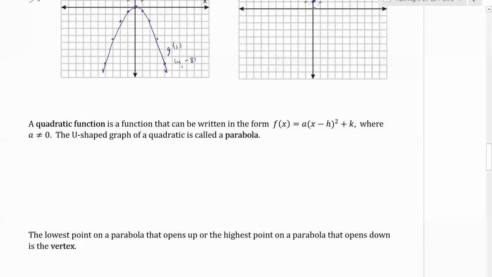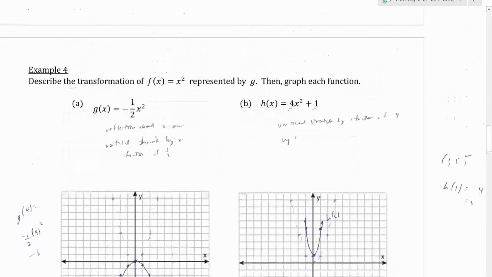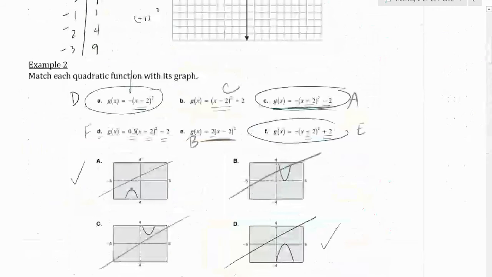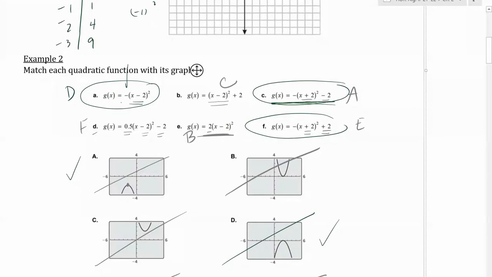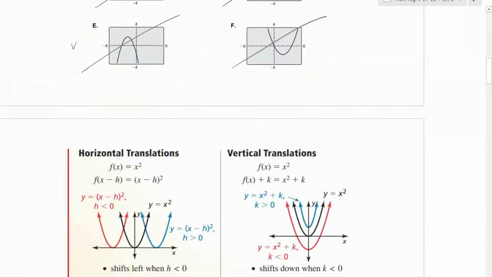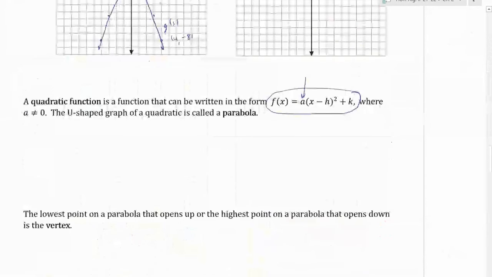Okay, so a quadratic function is a function that can be written in this form, where we've got some number out front. So like if we go back and look at all these examples, you've got some number out in front of the square. And then you've got an x minus some number, all squared, plus k. You don't want the a to be 0. If this were 0, you wouldn't have the x squared in here, so it wouldn't be a quadratic. So you can't have that be 0. But whatever shape results, we call it a parabola.